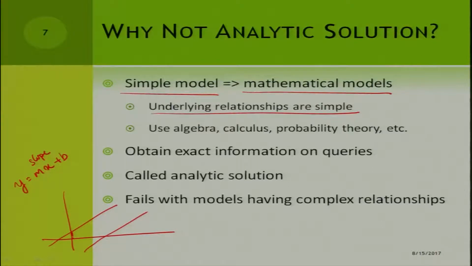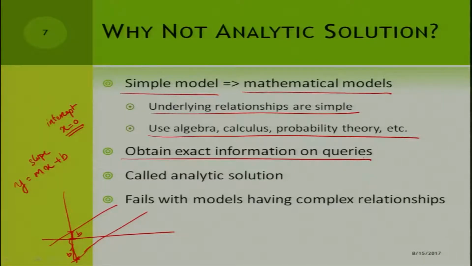Here the intercept is the place where x is equal to 0. So, here is your y intercept, here is the value of b. In this particular case, this is your y intercept. So, what I am trying to say is that for simple systems, mathematical models work very well, they do wonders actually, and you can use algebra, calculus, probability theory, etc. to solve these kinds of problems, and you can obtain exact numerical values.